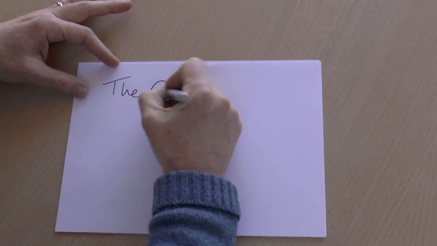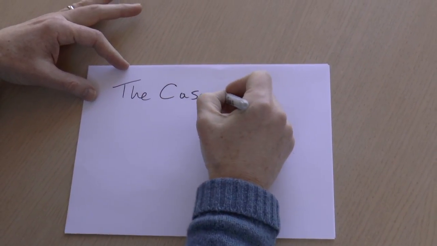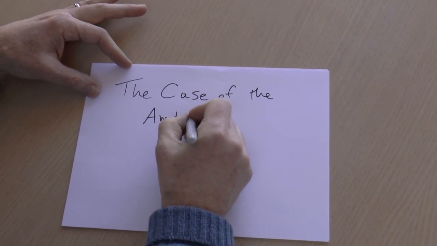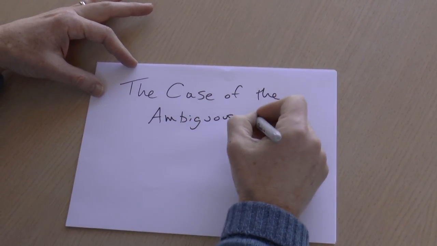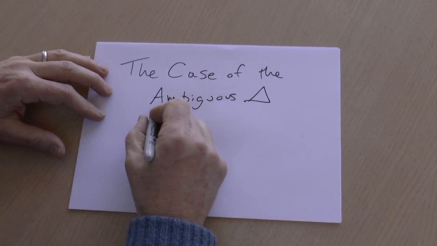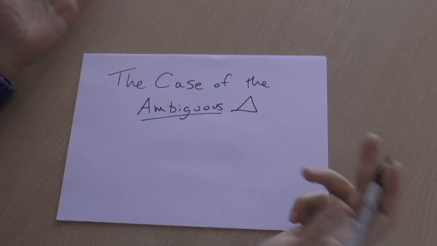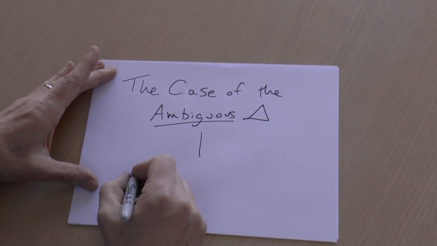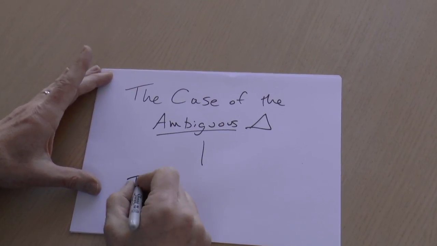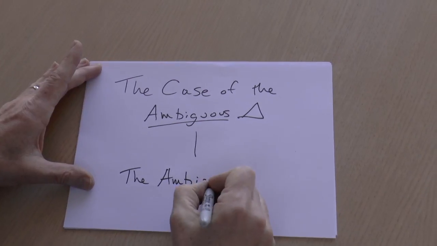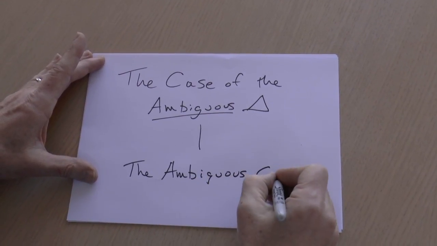The case of the ambiguous. This word ambiguous meaning we're not sure. It can be one way or another way. So actually, officially in math, we just call it the ambiguous case.